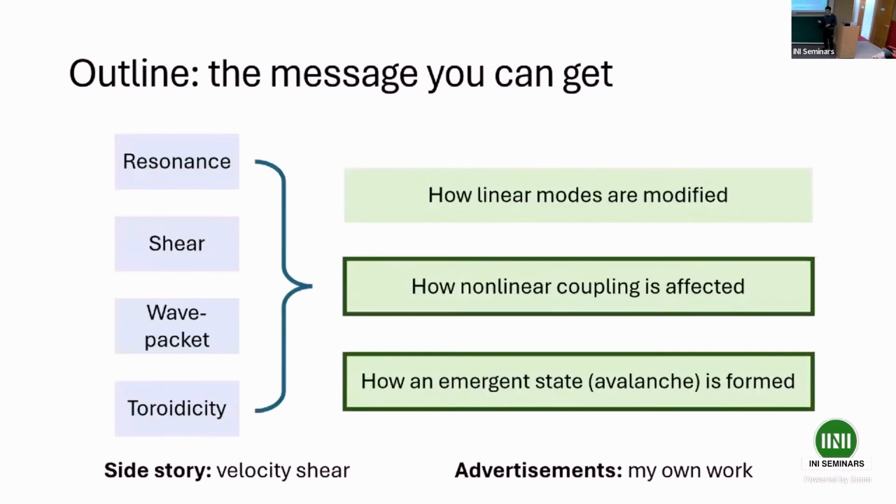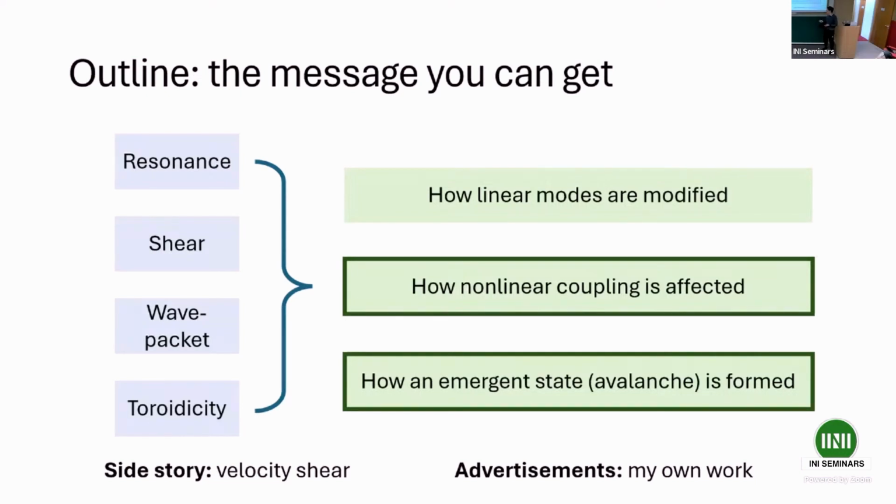So in case you get lost during my presentation, I like to summarize the messages you need to get after this talk. There are 4 basic elements in my talk: resonance, shear, wave packet, and toroidicity. After this talk, you will see how these 4 elements modify the linear plasma mode, how they affect the nonlinear coupling, and how the emergent state, the avalanche, is formed with the presence of these 4 factors.